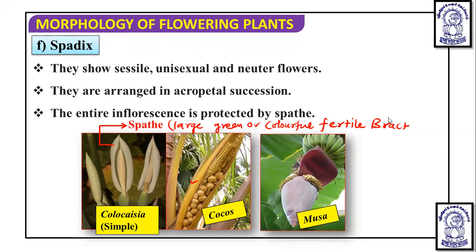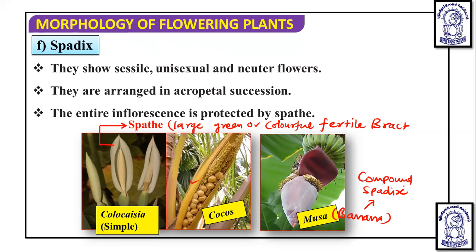And for the example of spadix, the simple one is found in the case of colocasia. In Musa, you will see the compound spadix. Musa is nothing but Musa paradisiaca, that is banana. And in banana, you will see compound spadix, meaning on branches the spadix arrangement is present.